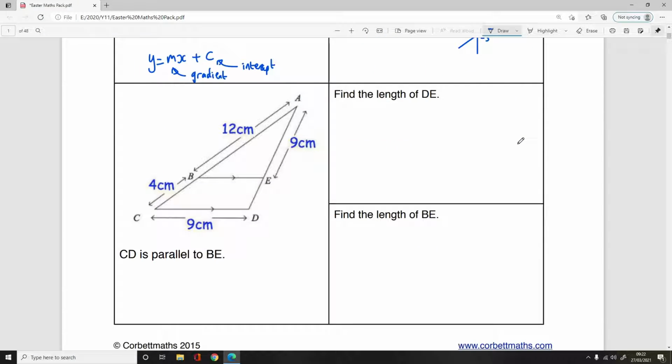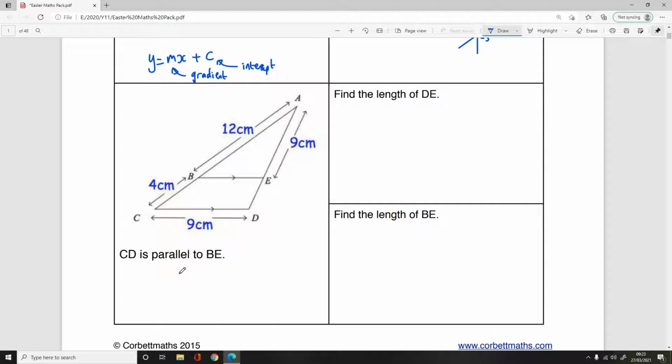Lastly, we've got a similar triangles question. If you have one where you've got a triangle and it's been expanded to make a larger version of the same triangle, you want to try and draw them out separately, because you can get quite bogged down if you try and think about this as one diagram.